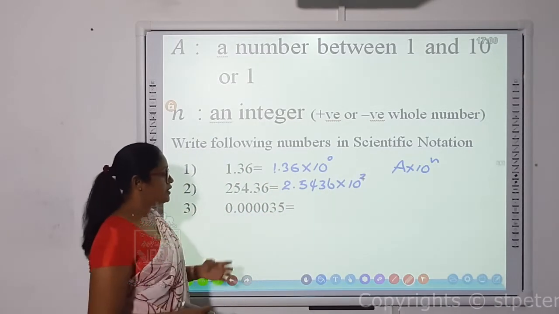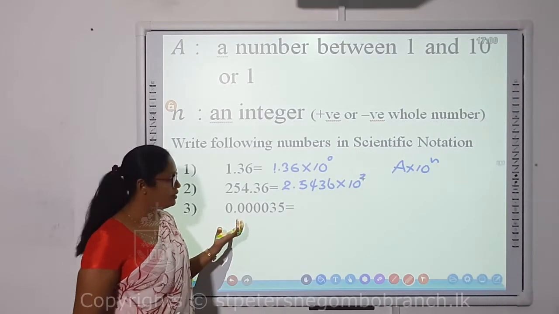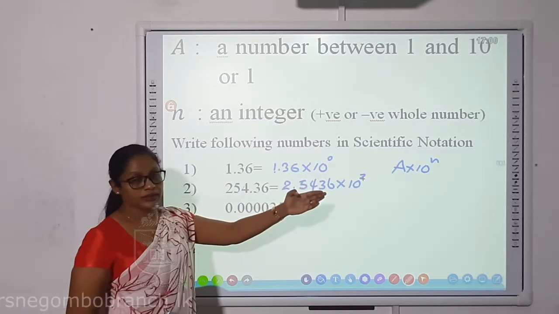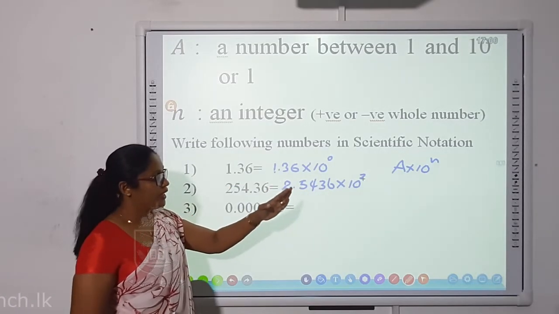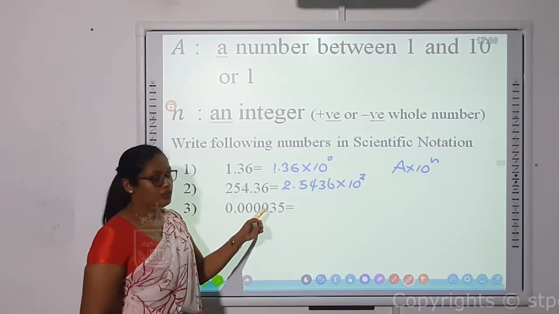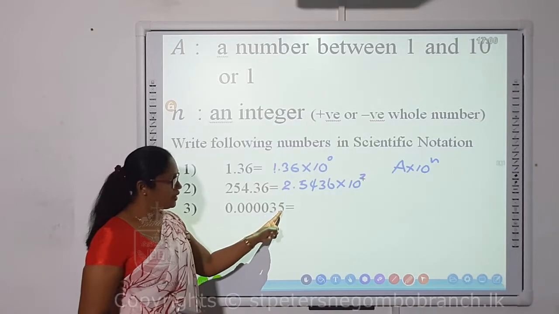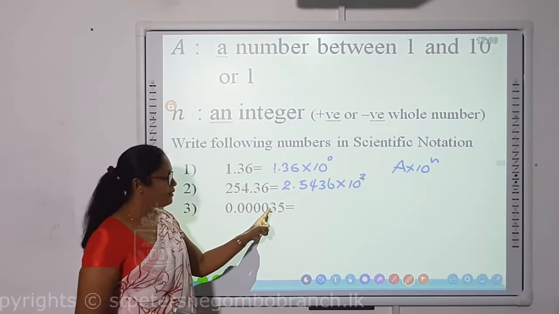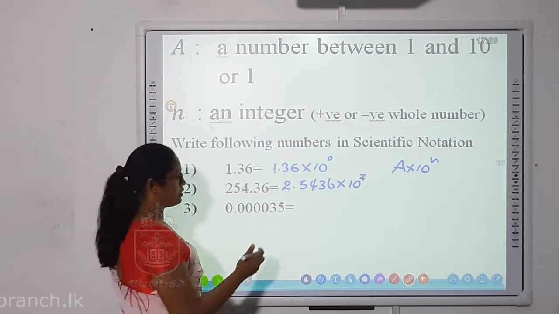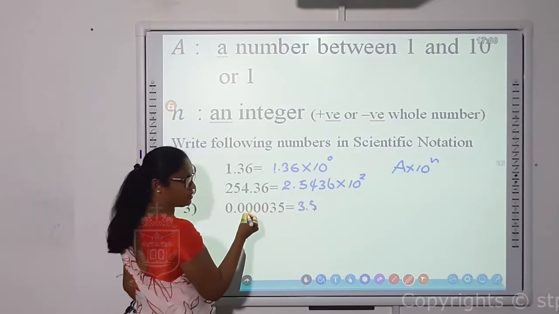The last one, this number is less than 1, right? A small number. So we'll see how to do this also. So just go to the definition, very easy. A should be a number which is in between 1 and 10. So I just convert this one to that pattern. Therefore I should write the decimal place in between 3 and 5. So that should be 3.5, right? So 3.5. We know that 3.5 is not equal to this.